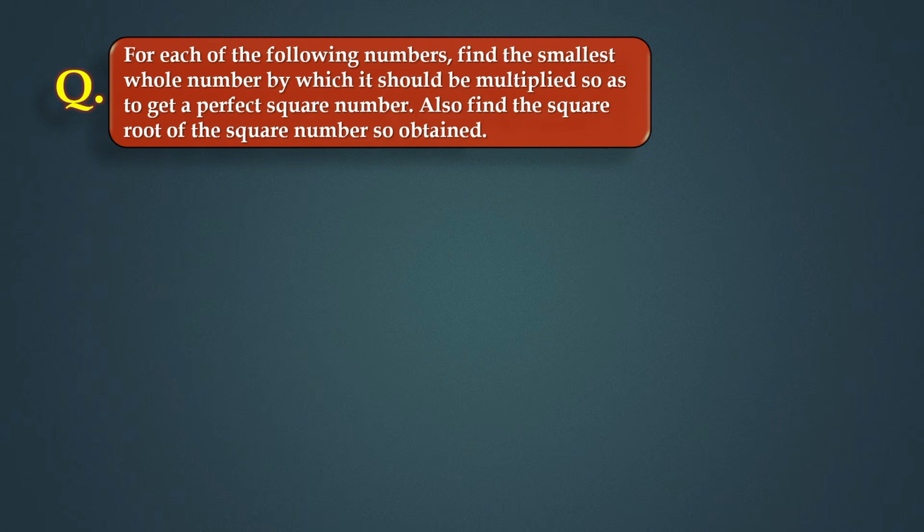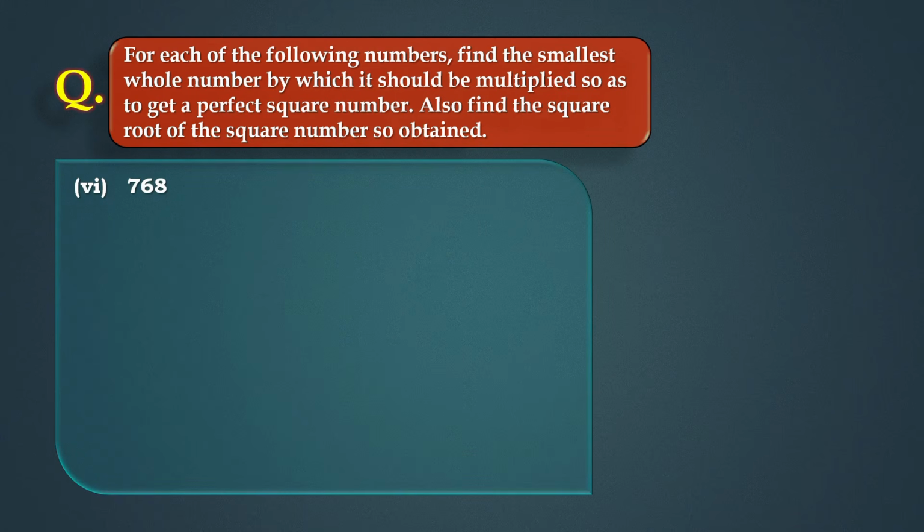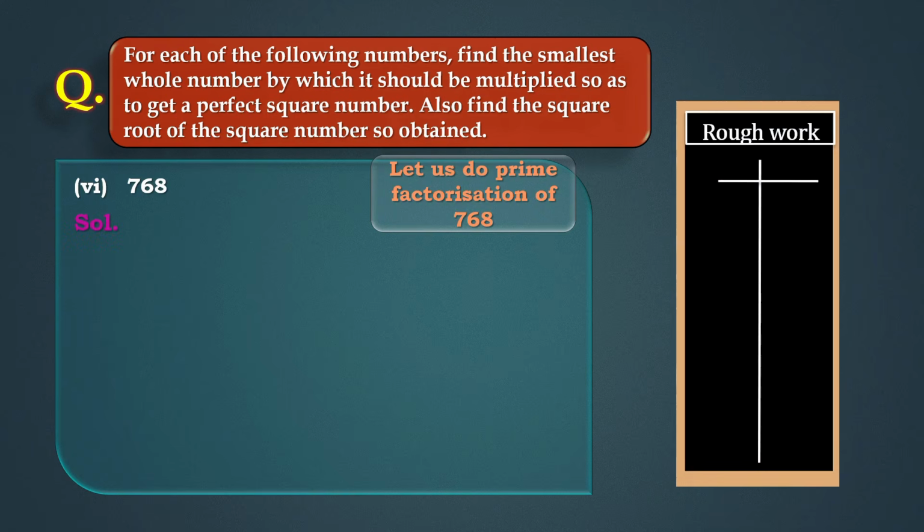Now students, let us solve the next question. We are given the number 768. We need to find the smallest whole number by which it should be multiplied to make it a perfect square, and then find the square root of the new number. First, let us find the prime factorization of 768. We begin dividing by 2 again and again.